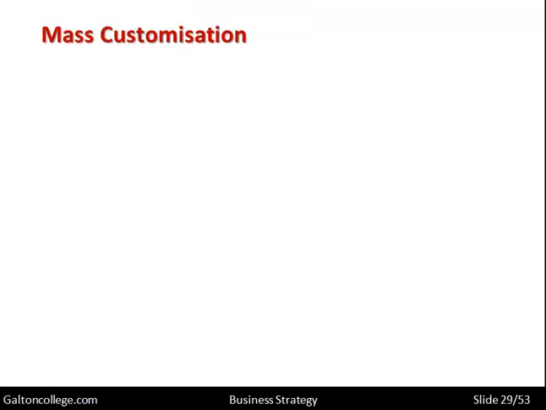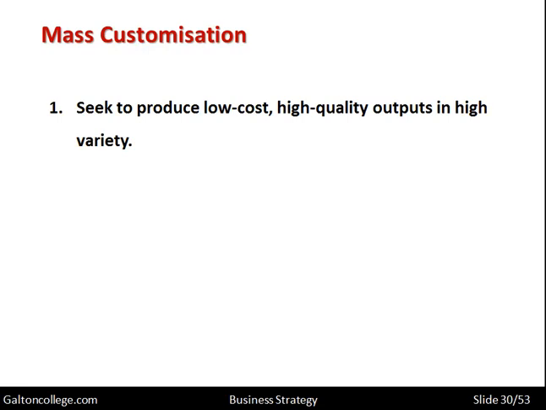Let's talk about mass customization. This seeks to produce a low-cost, high-quality output in high variety. So it's mass customization. So every customer could require something slightly different, and the business can accommodate that. But it tries to produce it at low cost. It also tries to produce it at high quality. We can see there are lots of demands on the system here. Low cost, high quality, and customization.